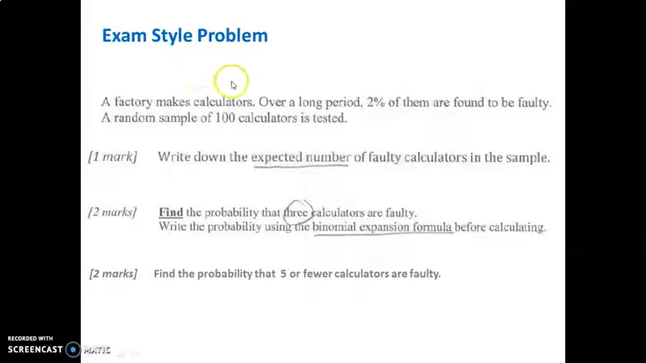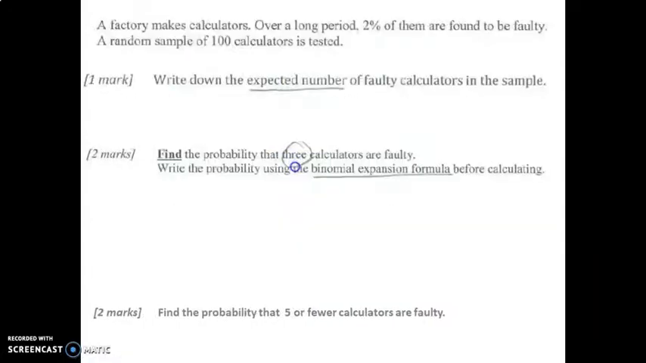So this is an exam style problem taken right from an old exam, very much a binomial distribution problem. Let's see if we can solve it one by one. It tells us a factory makes calculators. Over a long period, 2% of them are found to be faulty. A random sample of 100 calculators is tested. Part 1, write down the expected number of faulty calculators. Expected number. We learned a formula last time called the expected value formula. How would you apply that here?